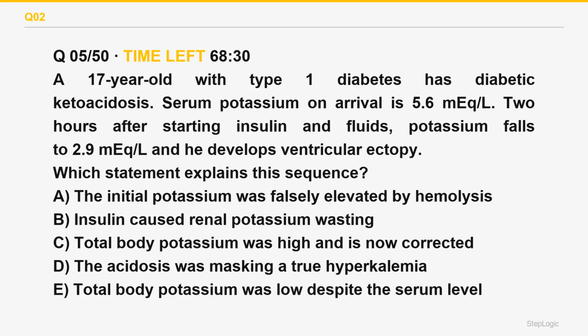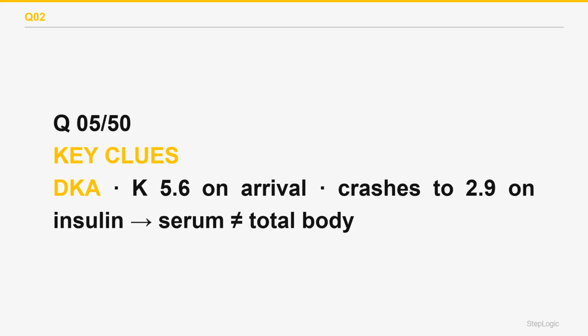The arrival potassium is one of the most dangerous numbers in medicine because it says the opposite of what it means. In diabetic ketoacidosis, insulin deficiency and acidosis drive potassium out of cells and into the serum, while the osmotic diuresis simultaneously flushes enormous quantities of potassium out in the urine. The result is a normal or high serum potassium sitting on top of a severely depleted total body store.